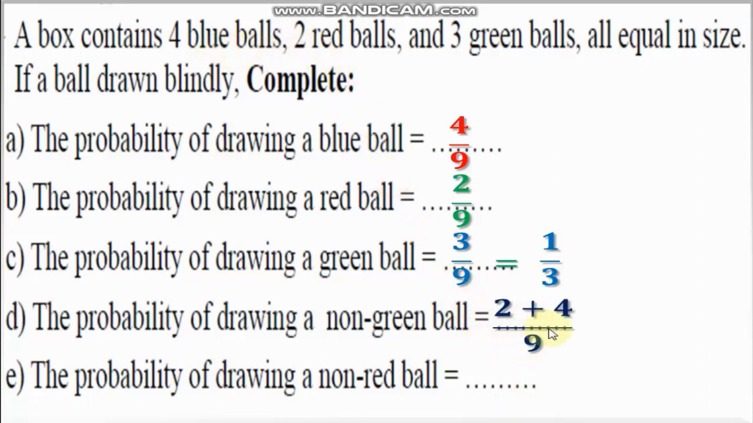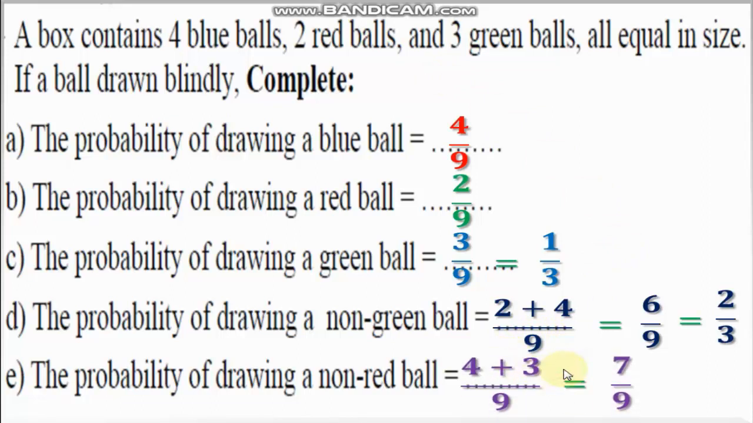So it's 2 plus 4 over 9. 2 plus 4 equals 6 over 9. We can put it in simplest form by dividing numerator and denominator by 3. 6 divided by 3 equals 2 and 9 divided by 3 equals 3. Letter E. The probability of drawing a non-red ball. We will take all the balls except the red balls. So we have 4 blue balls and 3 green balls. So it will be 4 plus 3 over 9. So 4 plus 3 equals 7, 7 over 9.